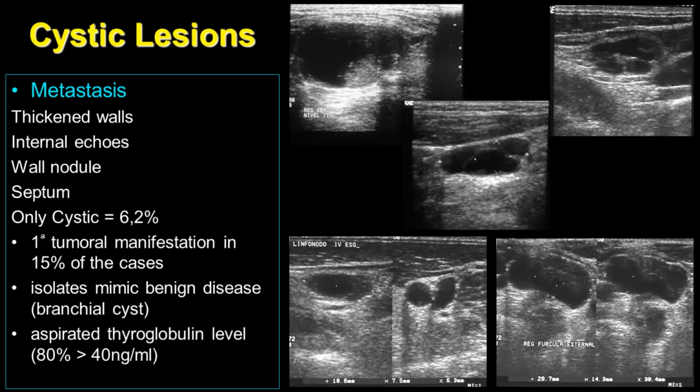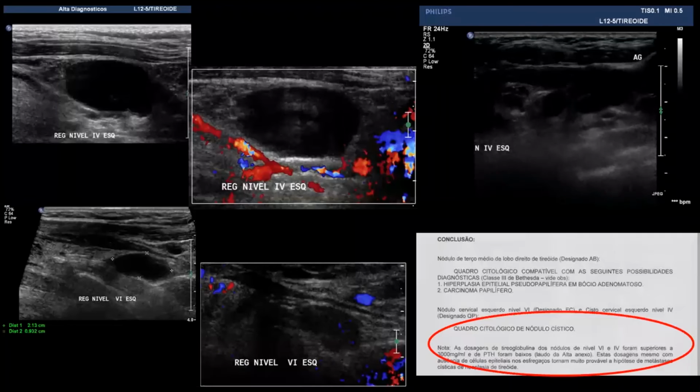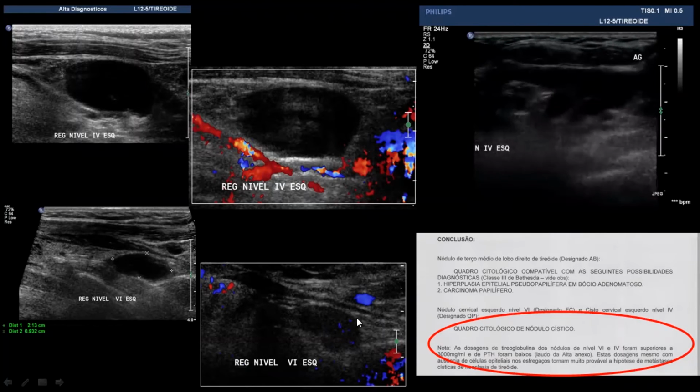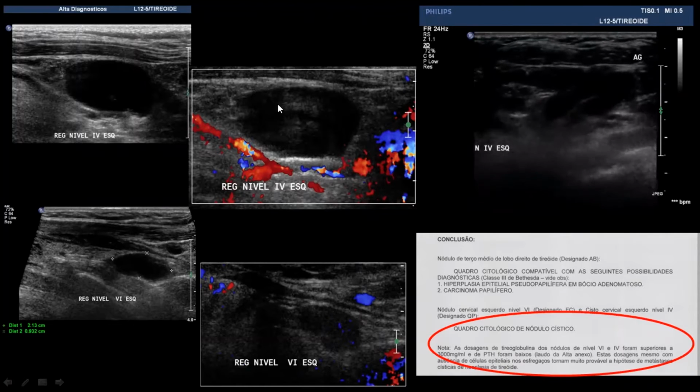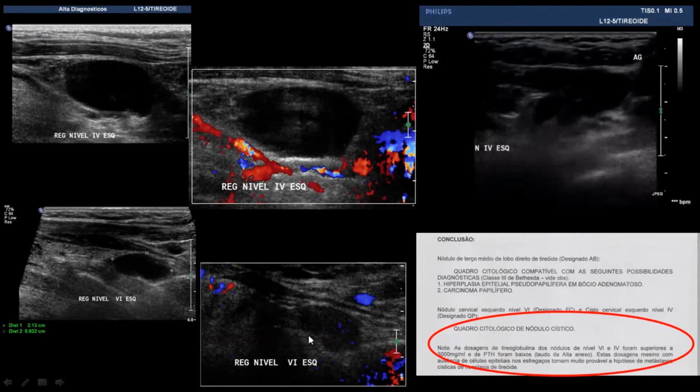And isolated cystic lesions could mimic benign diseases such as branchial cyst. In this case, it's important to proceed to aspirate to dose the thyroglobulin level. The appearance could be a cystic lesion, like here you can see. In this case, the same patient, you have the cystic lesion in the 4th level and in level 6 as well.